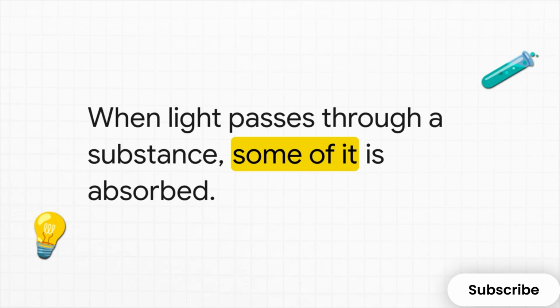Okay, so here's the fundamental principle. Imagine you're shining a beam of pure white light, which has all the colors of the rainbow packed inside, through a glass of, say, a colored solution. The molecules in that solution are picky. They will grab, or absorb, very specific colors, very specific wavelengths of light, and let all the other colors pass right through. What we're measuring is the light that doesn't make it to the other side.